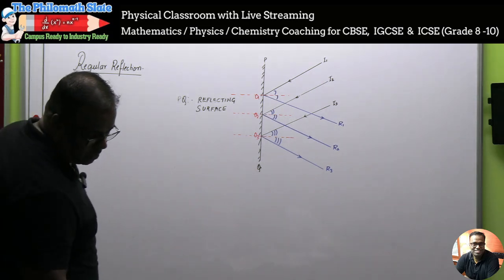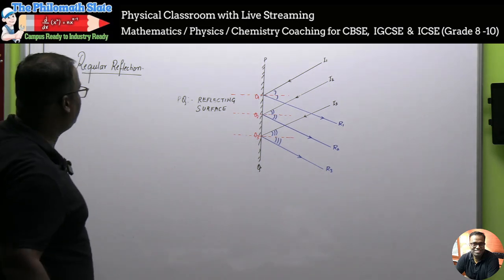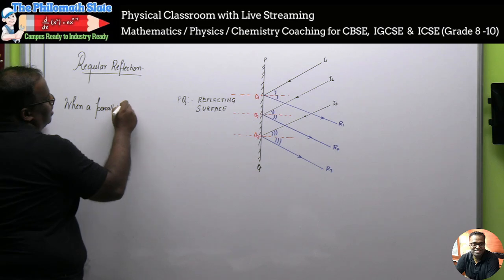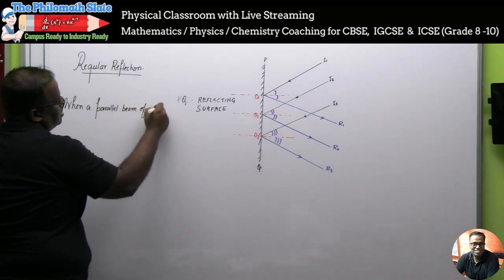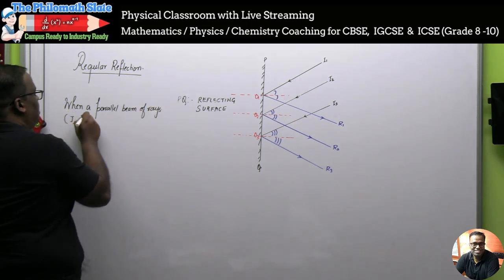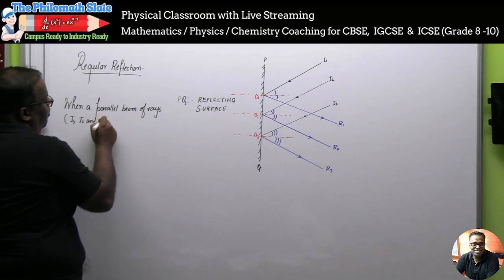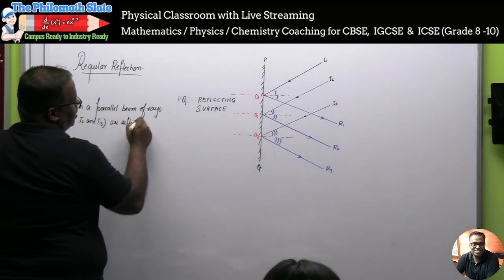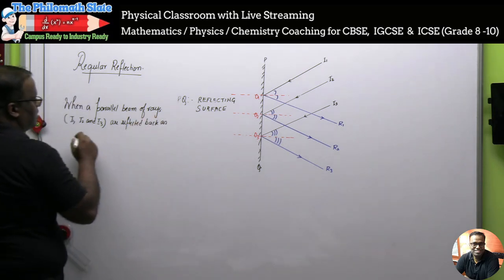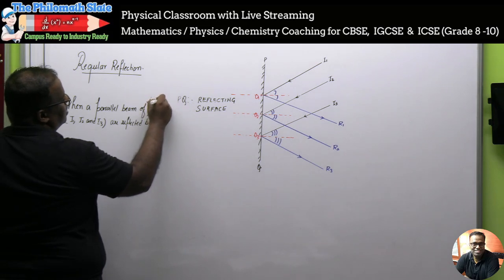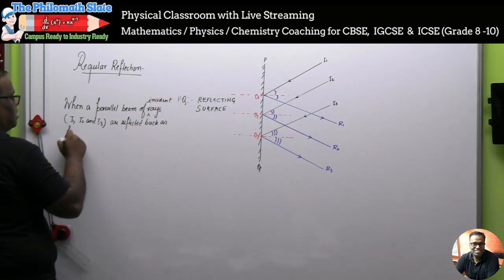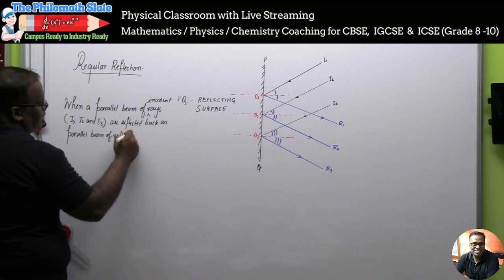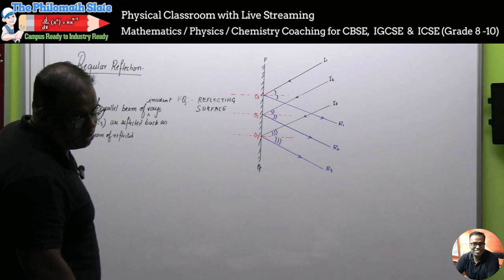When a parallel beam of rays, and you can use in bracket I1, I2 and I3, are reflected back as incident rays are reflected back as parallel beam of reflected rays. Means you came parallel, you are going out also parallel. That's the simple thing to understand.